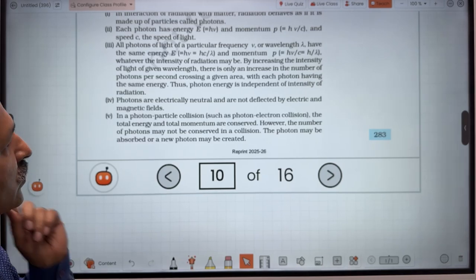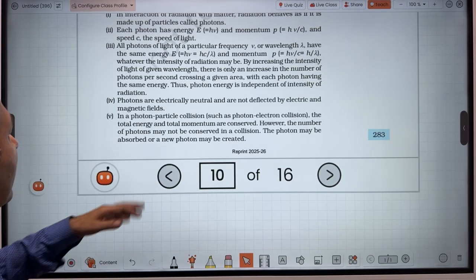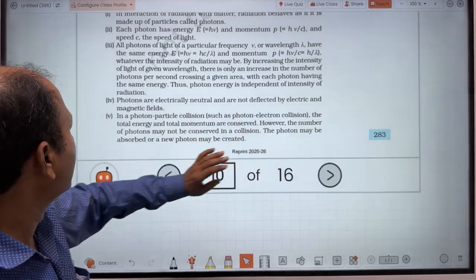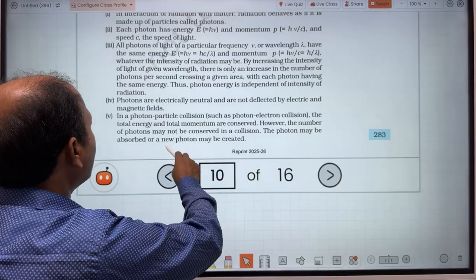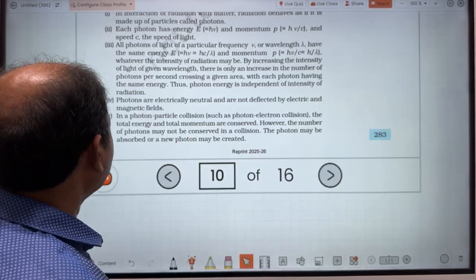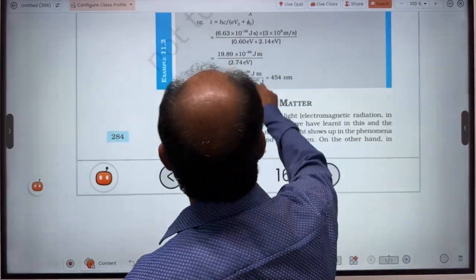Photons are electrically neutral and are not deflected by electric and magnetic fields. In a photon-particle collision, such as a photon-electron collision, the total energy and total momentum are conserved. However, the number of photons may not be conserved in a collision. The photon may be absorbed or a new photon may be created.